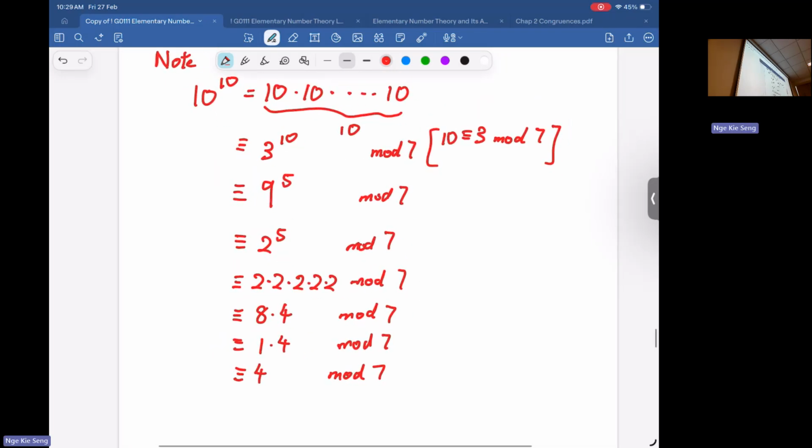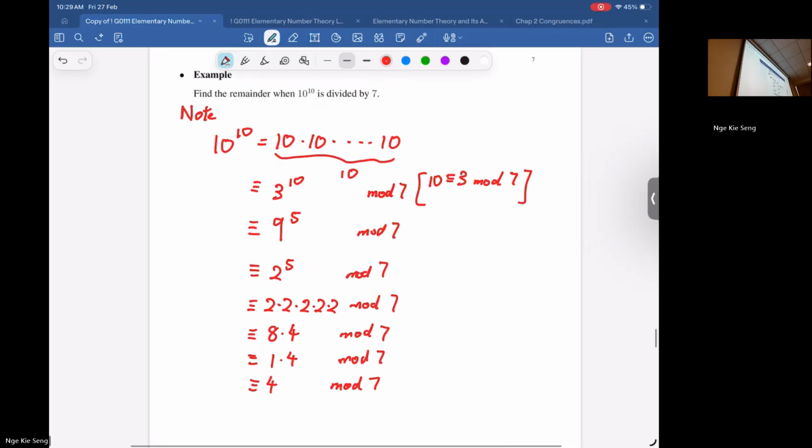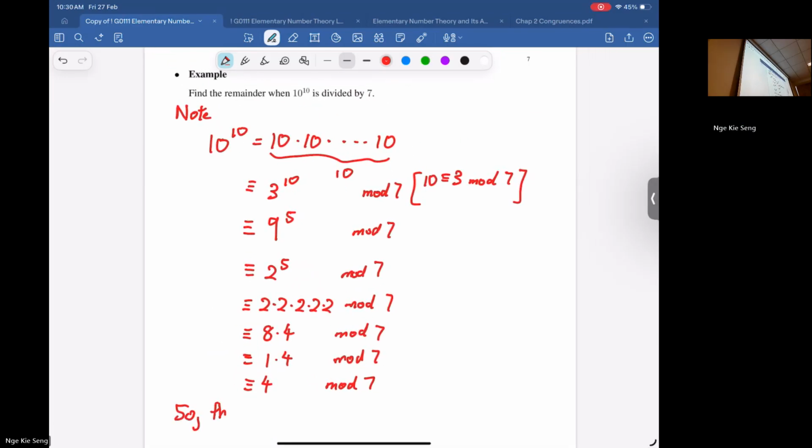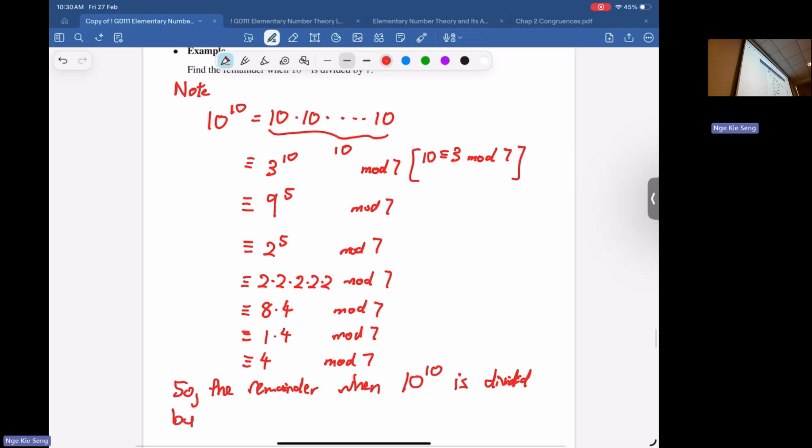So in this case here, what's the remainder when 10 to the 10 is divided by 7? 4. Good. Because 4 divided by 7, the remainder is 4. Okay, is it convenient enough?